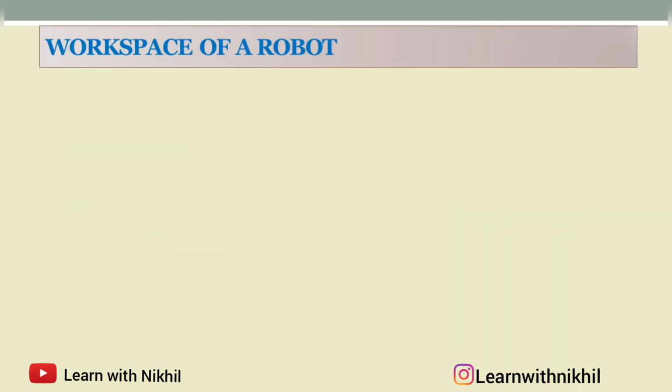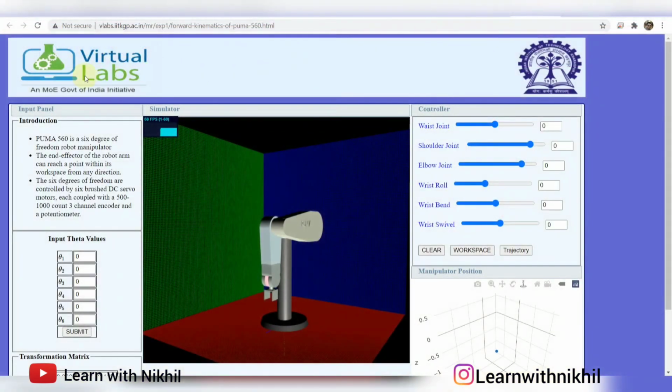Next, we'll study the workspace of a robot. What is the workspace of a robot? The robot has arms, so the arm extension, or the maximum possible space covered by the robot, is nothing but the workspace. I'll explain this in much more detail with the help of VLab. So let's move on. This is the official website of Virtual Lab, also called VLab.